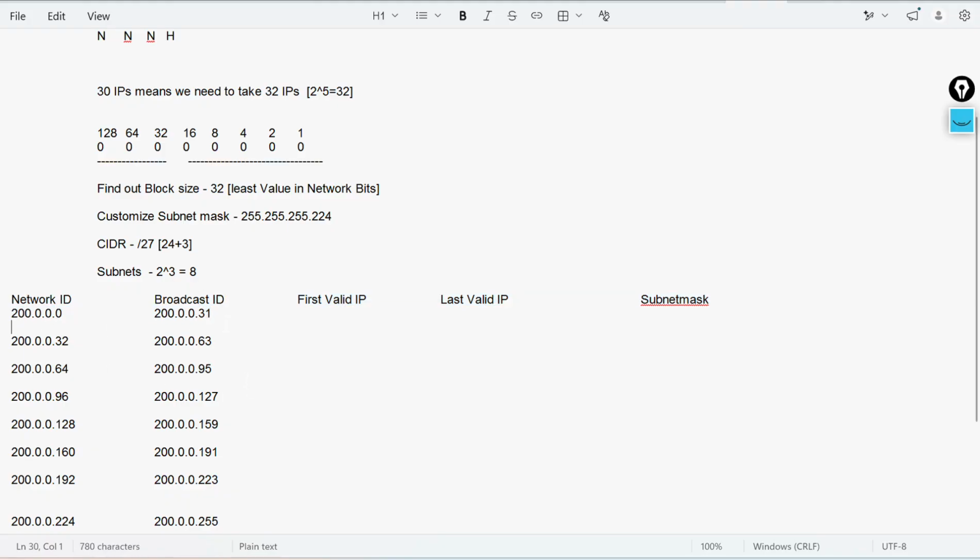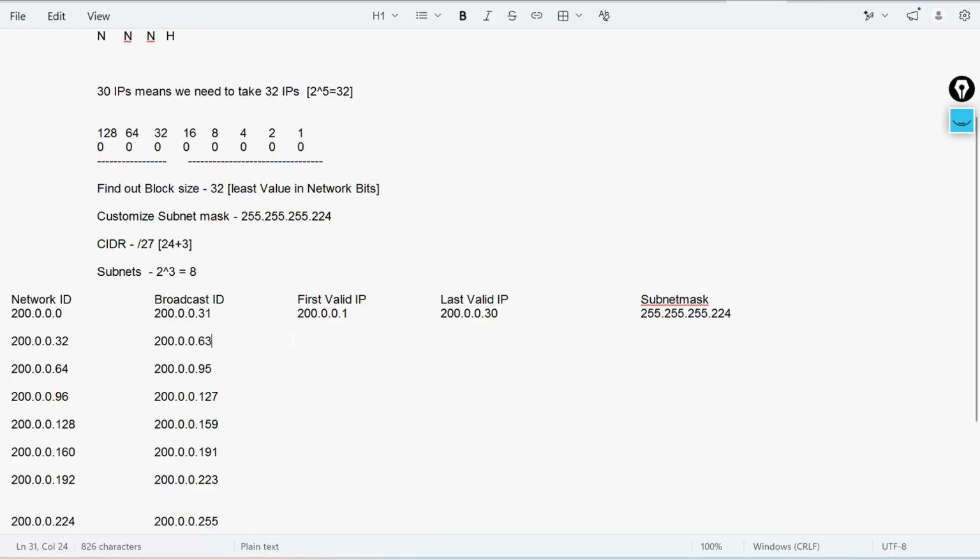0 to 31, because the second subnet started with 32. 32 to 63. So here 64, right? 64 to 95, 96 to 127. So what is the first valid IP? The first valid IP is 200.0.0.1, and here 200.0.0.30. What is the mask? The mask is 255.255.255.224.